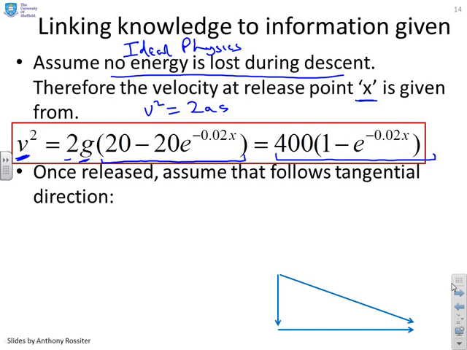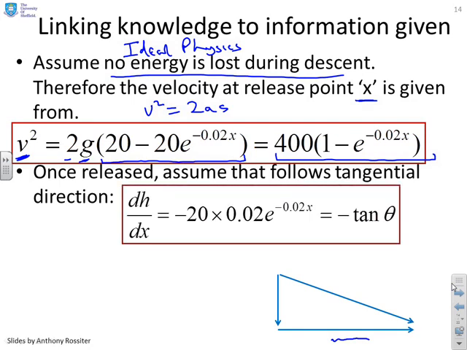Now once released, this rider is going to follow a tangential direction initially, and that's what this curve down at this graph is indicating: when they're released, they're going to be following a tangential direction. So we want to ask ourselves, what is this tangential direction? Well, if I know x, I can work out the tangent dh/dx by differentiating h. And there it is. And this is going to give me an angle theta. So at a particular value of x, I will have a particular angle theta. Now clearly, I've got a minus here, because the person is coming down, but you'll notice that minus and that minus can cancel, so you get tan theta equals 20 times 0.02 e to the minus 0.02x.